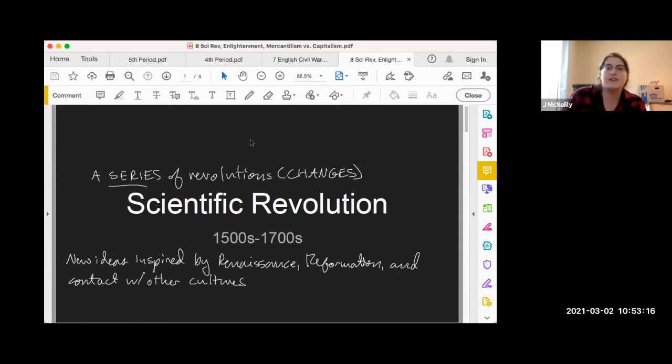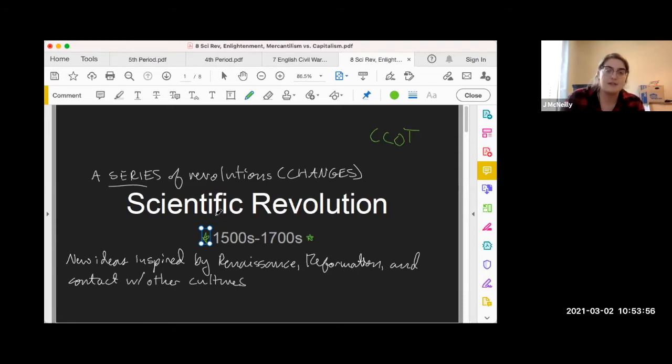Okay, so whereas we covered comparison as our historical thinking skill in the last slide, now we're going to be focusing on the historical thinking skill of continuity and change over time. Okay, because that's what a revolution is. It is a change in society, a change in government, okay, a change in belief systems. Okay, so the scientific revolution isn't just one event during 1 year. It's a series of changes that happen over an extended period of time, 2 centuries, the 1500s to the 1700s.